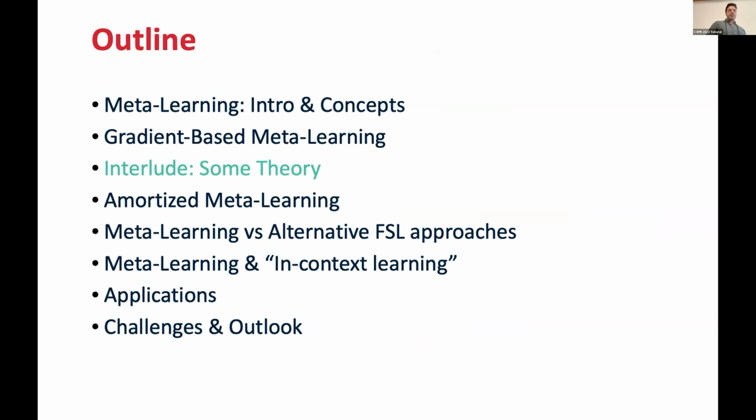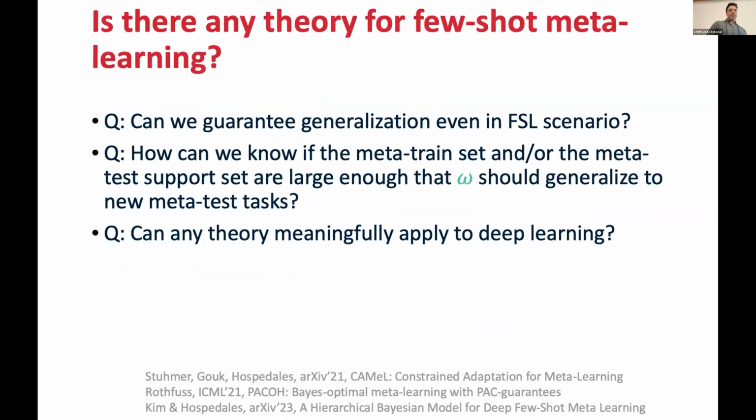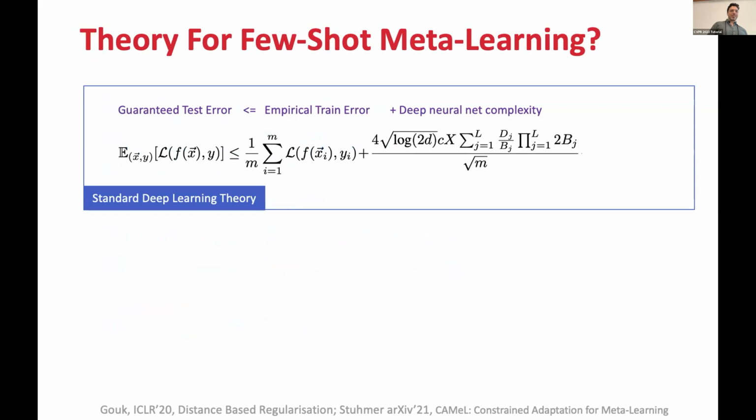I'll take a mini interlude to talk a bit about theory. You might think that all of this stuff is a bit hand-wavy: how do you know if this is going to work? Can you give any guarantees? There are some papers, well, many papers, that try to look at meta learning from a theory perspective. And I'll try to give a very light introduction to this kind of analysis that people do.